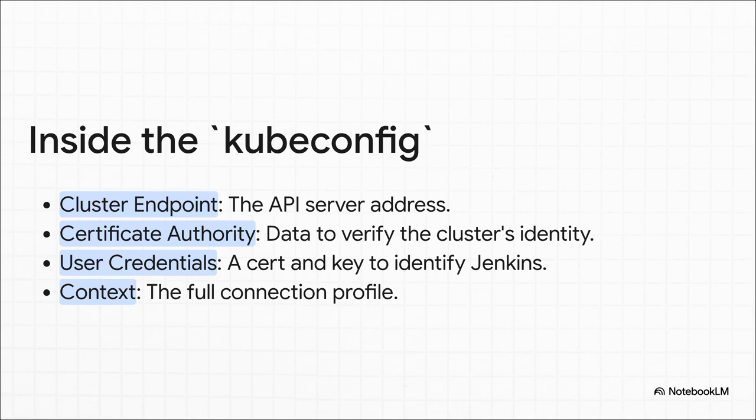You're probably wondering, what is all this stuff we're copying? It looks complicated, but it's not magic. It's a very structured file, and it has everything kubectl needs to make the call. It's got the cluster's address, the security certificates to prove the cluster is who it says it is, the user credentials so Jenkins can log in, and something called a context that ties it all together.